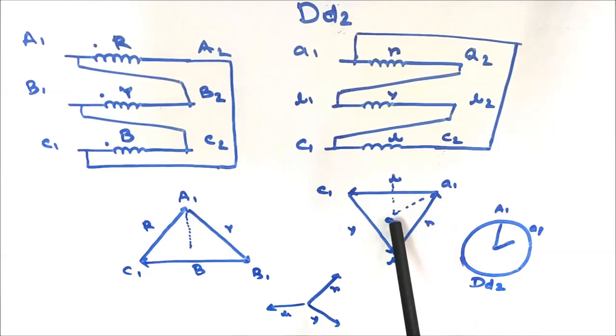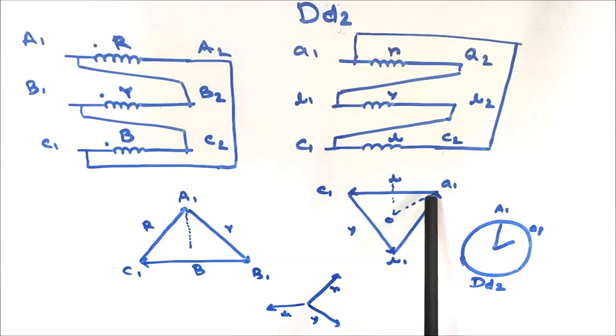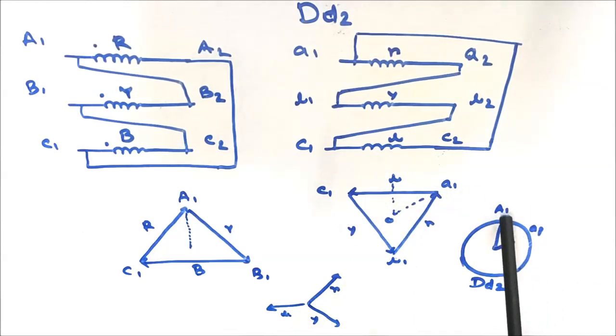So if I draw the virtual neutral and draw the vertical line towards the clock rotation 12 o'clock, and draw a straight line from the virtual neutral towards the red phase connection, that is A1, it will be at 2 o'clock in the clock rotation. So capital A1 is the HV side winding induced EMF, that is at 12 o'clock, and LV side winding, with respect to virtual neutral, will be at 2 o'clock, and that is why it is called Dd2.